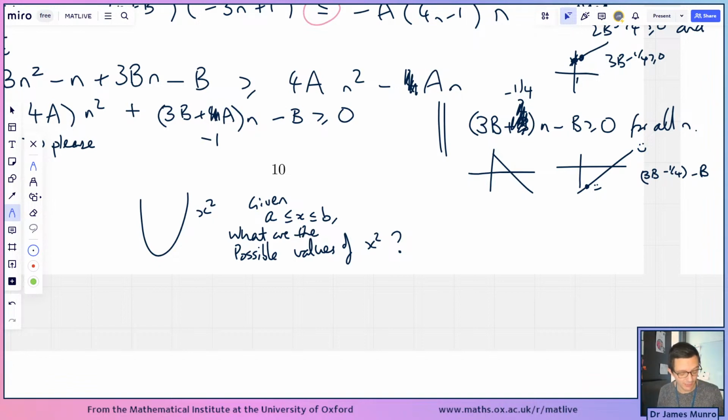Someone in chat has maybe heard the phrase necessary but not sufficient for the first time, which is a phrase I've heard in maths lectures quite a lot, so I'm pleased that someone in chat's heard it maybe for the first time.